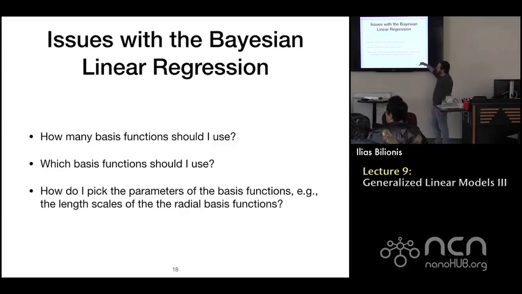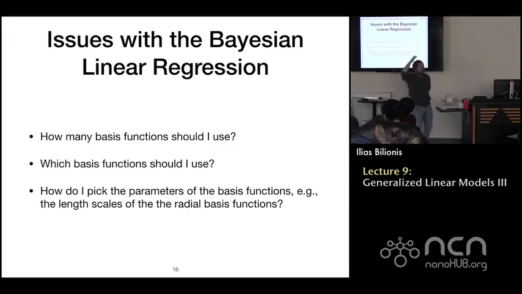But anyway, so this is what we saw last time, and this is what you should expect in the homework. And now there's these problems that remain. How many base functions should we use? Which base functions should we use? And how do we pick the parameters that we have introduced, like the precision of the weight, the noise variance, or other parameters? And this is what we're going to address today.